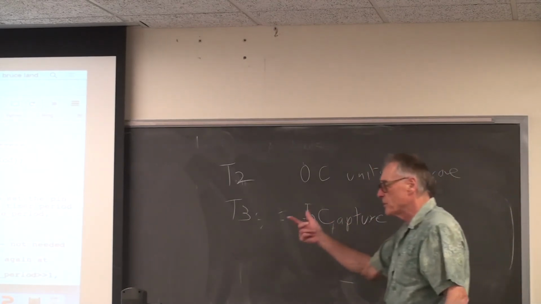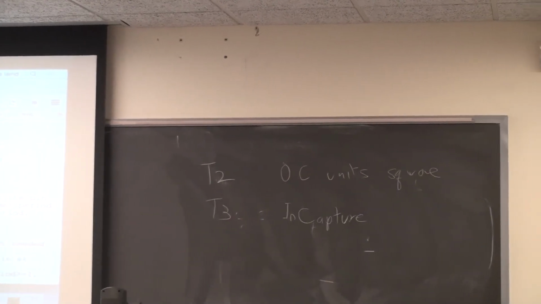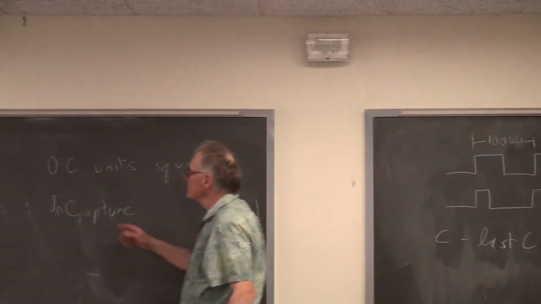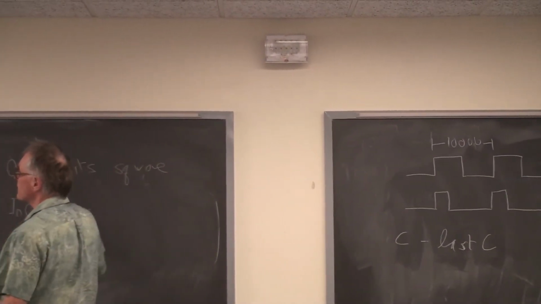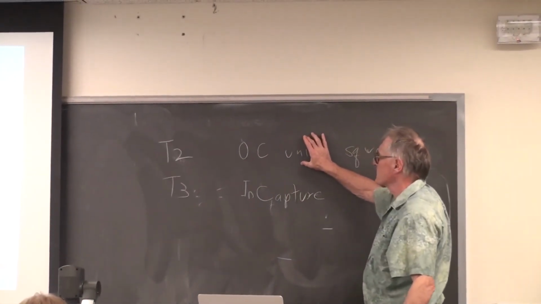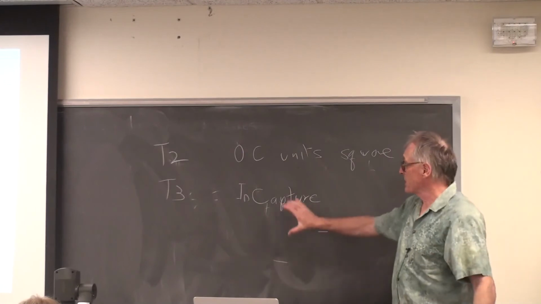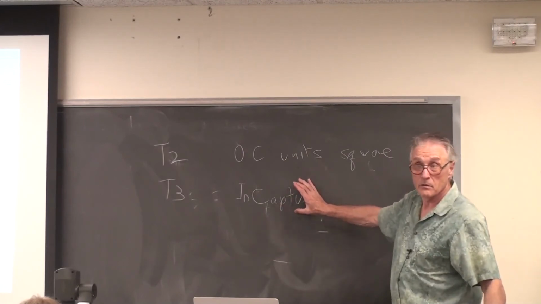So we need to set up timer 2. We need to set up 2 output compares because I'm generating 2 square waves. We need to set up timer 3, and we need to set up the input capture. You're not going to set up output square waves. I'm just using this as an example. You are going to set up the input capture.